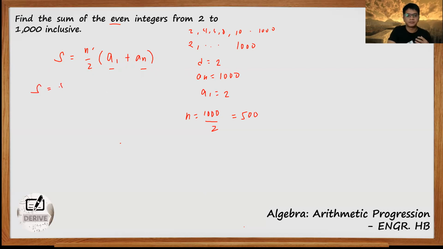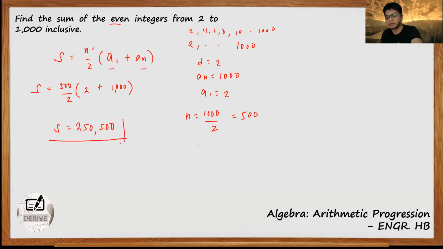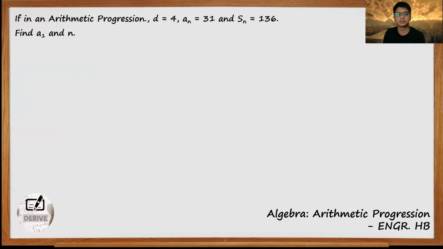So n is 500 divided by 2 multiplied by a sub 1, 2, plus a sub n, 1,000. And your sum will be 1,002 times 250 kasi 500 divided by 2. So that will be 250,500. Okay? So ayan. Sa second question tayo.